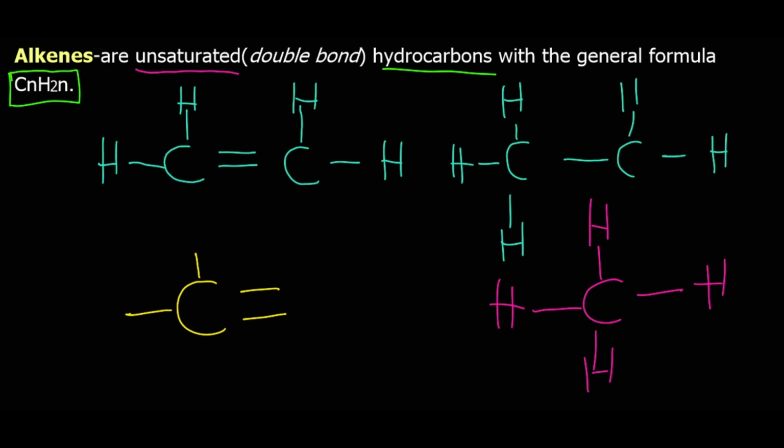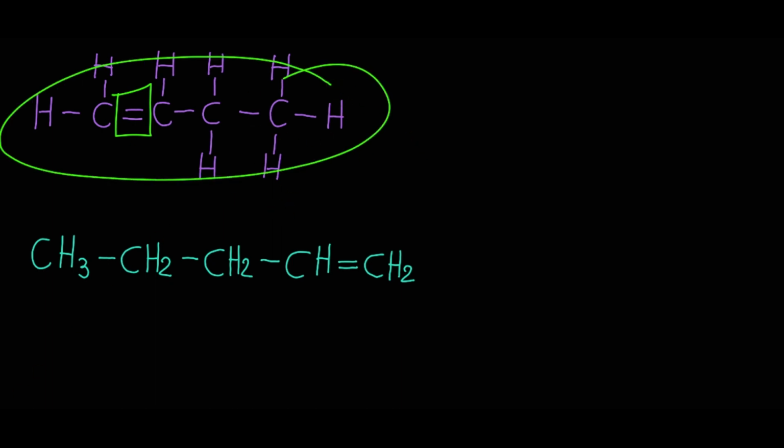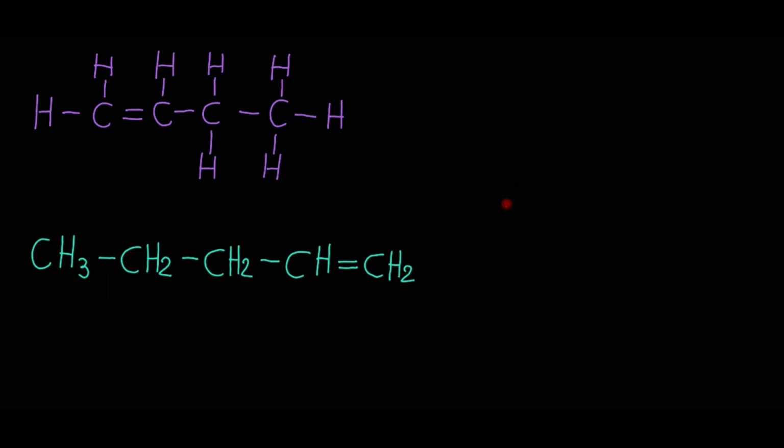Now let's focus on naming alkenes. This was just an introduction. So now we'll name the alkenes. Let's see these compounds. I'll label this one first. This is an alkene because there's a double bond, and this is a hydrocarbon. But more, a straight chain.